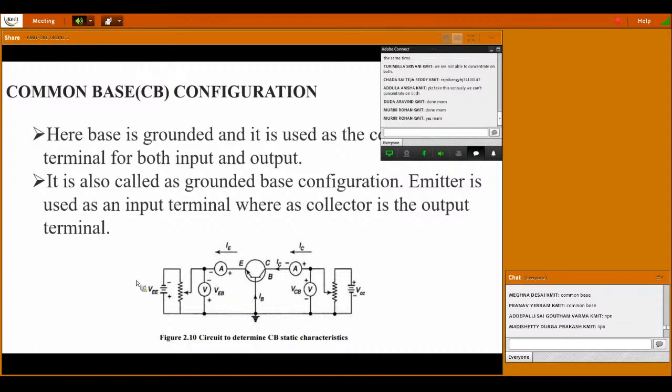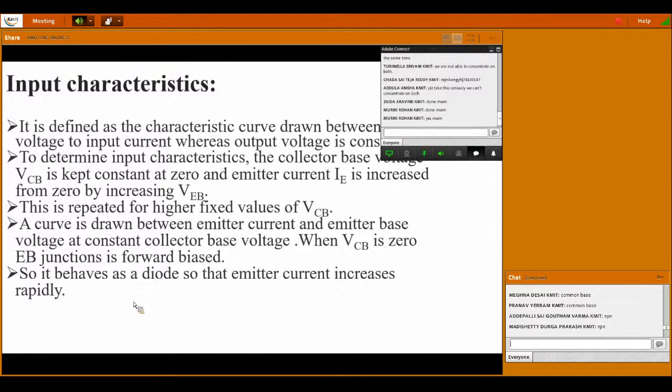Now we are moving to the input characteristic analysis. The input characteristic is a curve between the input current and the input voltage, whereas the output voltage must be kept constant. To determine the input characteristics in a common base configuration, the input current is the emitter current and the input voltage is the base to emitter voltage. The output junction voltage, collector to base, must be kept at zero.